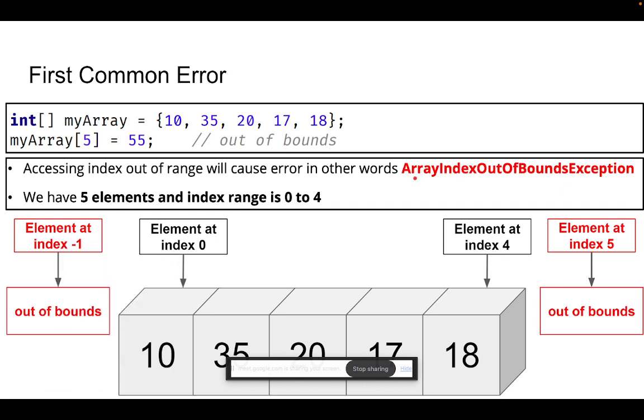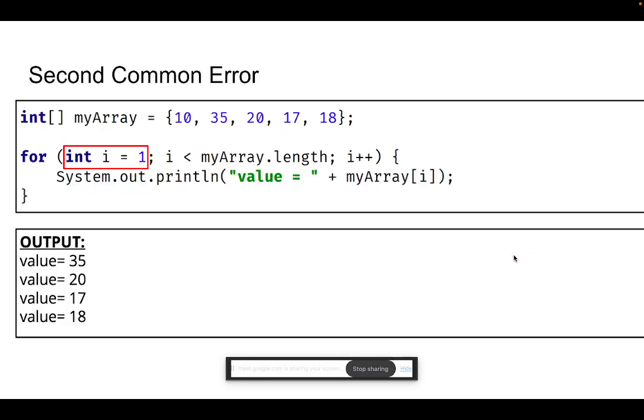One of the common errors people deal with is ArrayIndexOutOfBoundsException. Let's say you have an array of 5 elements. You have written here 10, 35, 20, 17, 18. They already have 5 elements. But if you want to add one more element, it will cause an index out of bound error because you have specified space for only 5 elements. Anything before index 0, that is index minus 1, is out of bounds. Anything beyond the element at index 4 is also out of bounds. That is one common error, index out of bound exception.